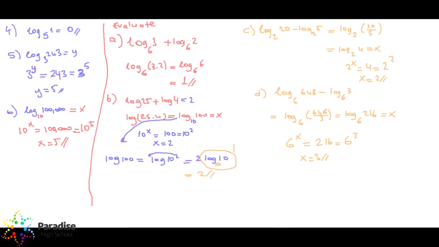Another example. The question is, again, evaluate. A. Let's make it more complex. Logarithm 3 base 27 plus logarithm 3 base 2 minus logarithm 3 base 6.